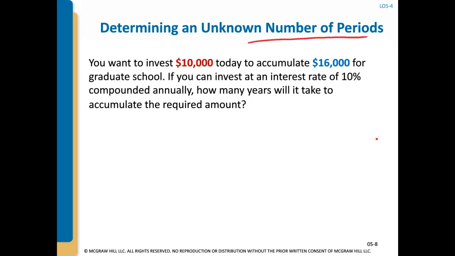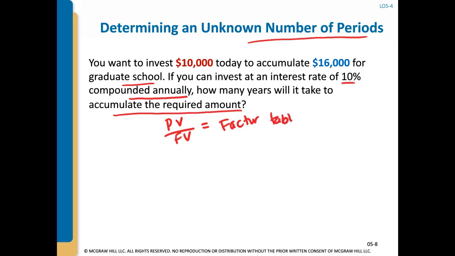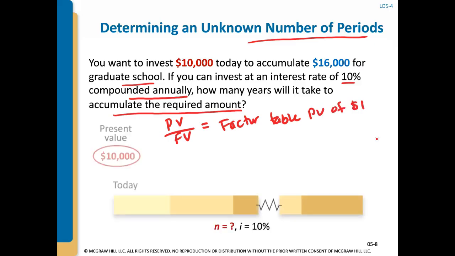Now, what if we don't know the number of periods, but we have other pieces of information? So you want to invest $10,000 today to accumulate $16,000 for grad school. If you can invest at an interest rate of 10% compounded annually, how many years will it take to accumulate the required amount? Well, I know already that my present value divided by my future value equals my factor from the table for the present value of $1. That's going to be my formula. So let's see if we do that.